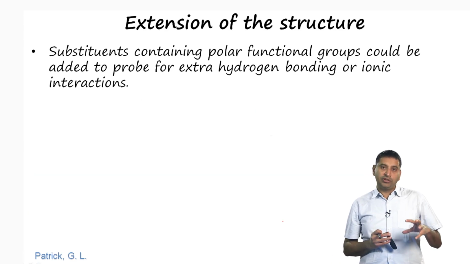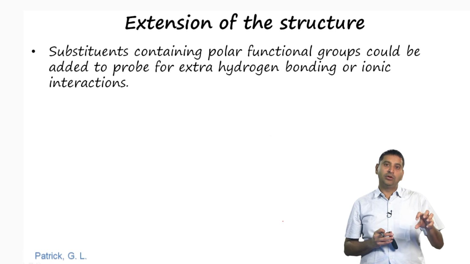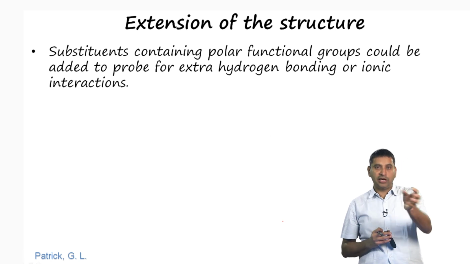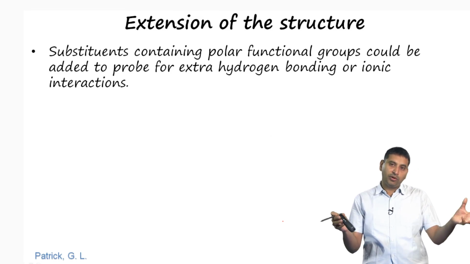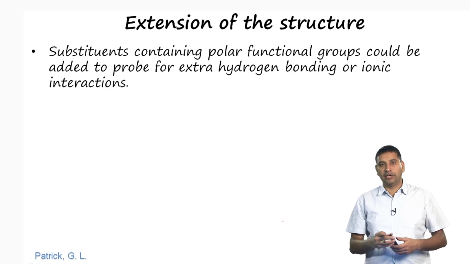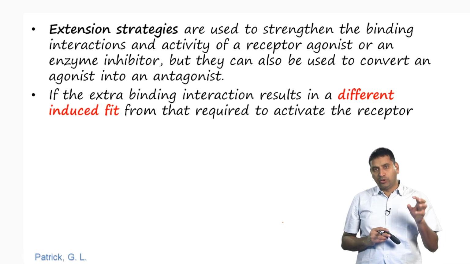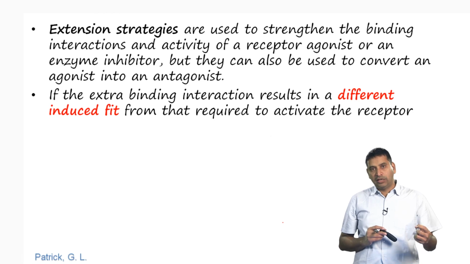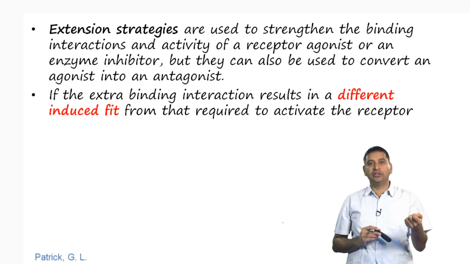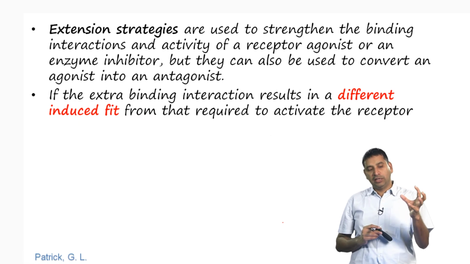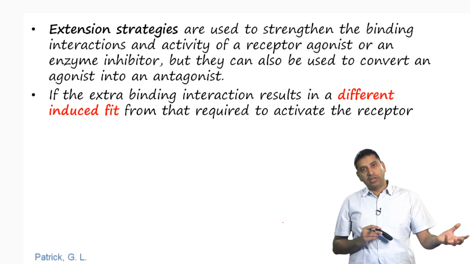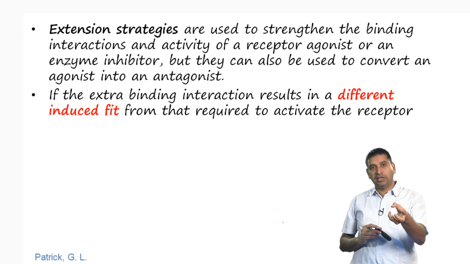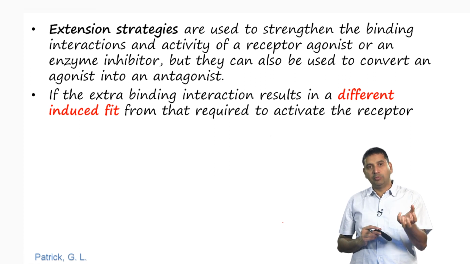Substituents which contain polar functional groups could be added to the lead compound, such as an extra hydrogen bonding or extra ionic interaction, and then we could potentially probe for better binding to the target. So, extension strategies are used to strengthen the binding interactions, and this would help in improving the activity. For example, when we are looking at a receptor agonist, since you have a stronger binding, you are going to perhaps do the conformational change more efficiently. Or when you are looking at an enzyme inhibitor, because it is going to bind to the enzyme active site, it is going to be able to inhibit the enzyme better.